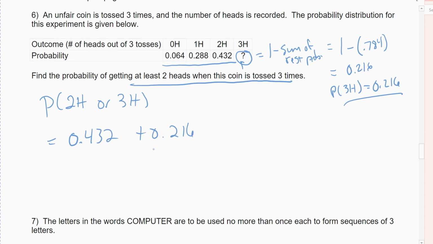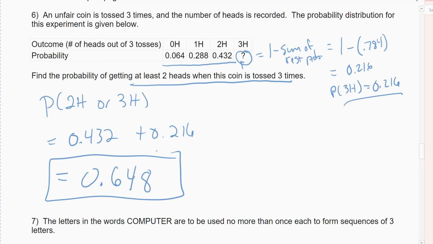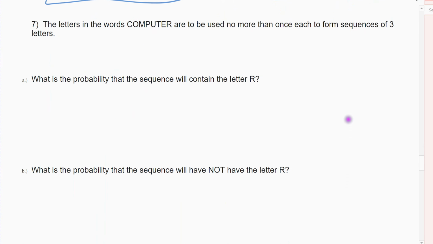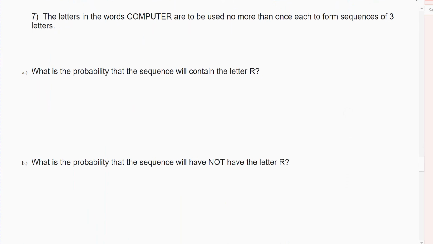And again, it's a straight addition because probability distributions by definition are set up as mutually exclusive, and it should make sense. If I have 2 heads, I can't also have 3 heads, right? I'm either 2 heads and 1 tail, or I'm 3 heads and no tails. And so they are mutually exclusive events. I can't be both of those things at the same time. So I add up the 2 probabilities. And so the chance of getting at least 2 heads with this unfair coin is about a 64.8% chance. 0.648.